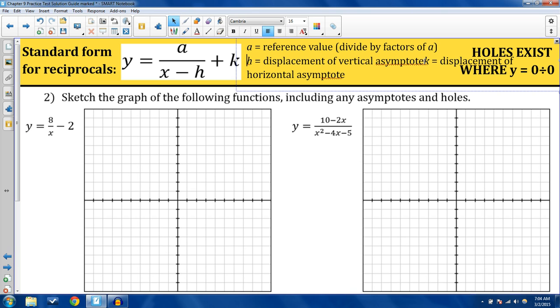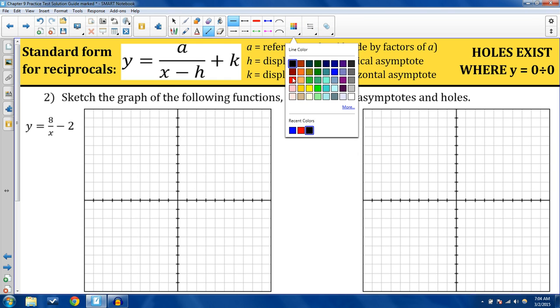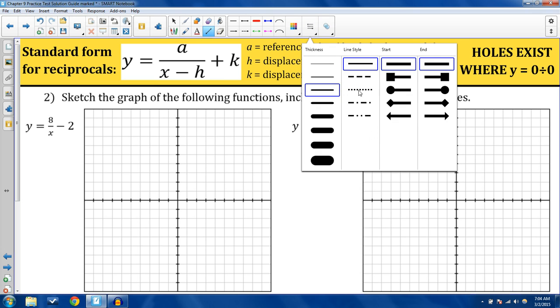Should look like that for you. There we go. A is a reference value, meaning we use that number and we can find factors of this value here and we can divide them, etc. I'll go ahead and do that in a second. And then H is displacement of your vertical asymptote and K is the displacement of your horizontal asymptote.